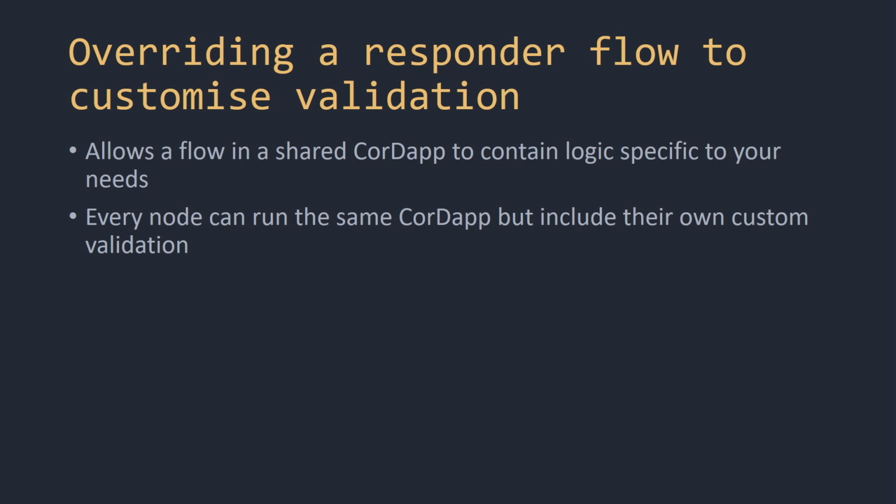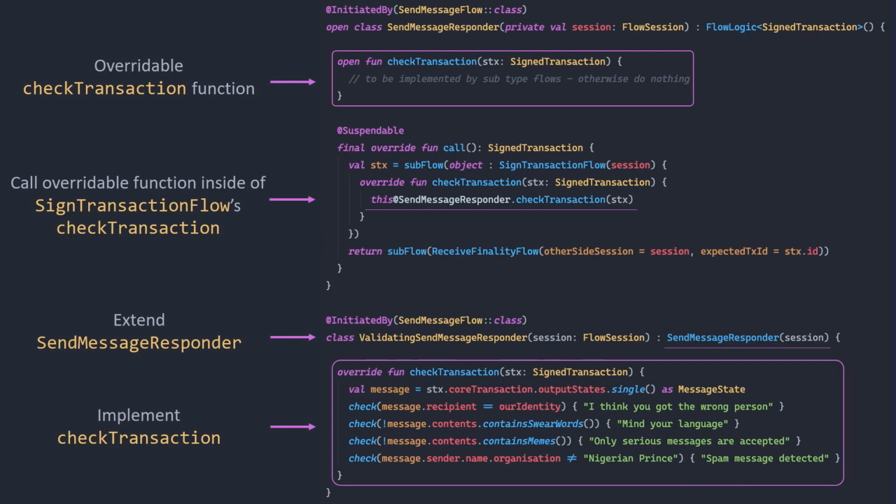So how do we implement this? In this big code block, we need to do the following. You need to have a base responder flow that is ready to be overridden. So that is SendMessageResponder right at the very top. Inside of this class, you need to have a function that should contain transaction validation that is ready to be implemented by any class that extends it. That transaction validation function should then be called inside of signTransactionFlow.checkTransaction inside of the base responder.